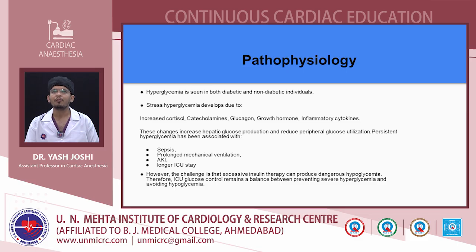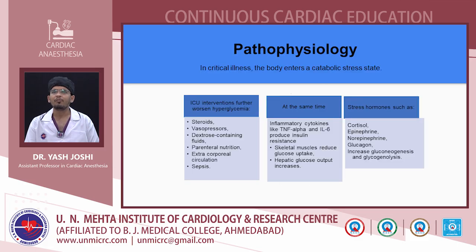Now coming to the pathophysiology part, in critical illness, the body enters a catabolic state designed to ensure that glucose is available to the vital organs such as the heart and brain. However, this adaptive response becomes maladaptive when glucose levels rise excessively. Multiple ICU interventions also worsen this process. These are steroid administration, use of vasopressor therapy, dextrose-containing fluid, parenteral nutrition, extracorporeal circulation and sepsis.